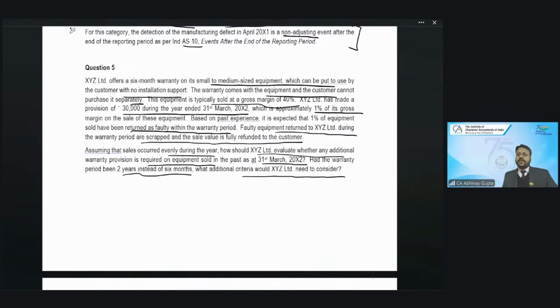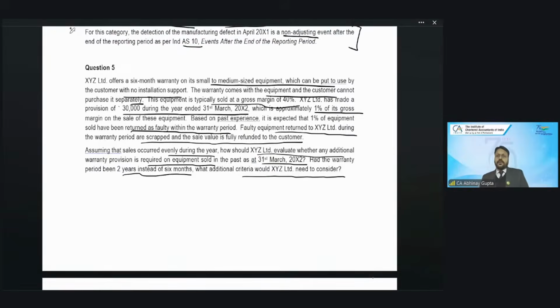So the question is very small, right? Very limited facts, very limited information, but there is a hell of a lot of hidden information available if we read the question carefully and interpret what the question is trying to say. The question has used a lot of related numbers. 1% of the gross margin, 40% of the gross margin. So goods are sold at 40% gross margin.